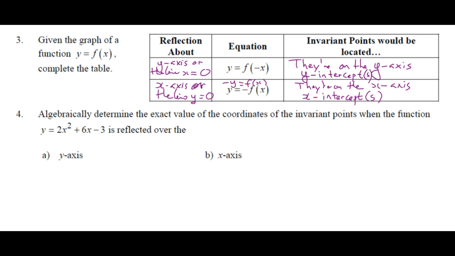So in general, with reflections, the invariant points lie on the line of reflection. Okay. So where are the invariant points? They're on the line of reflection, right? Because where are you going to go? You're on that line. You can't go anywhere, right? Like I'm 5 units to the left of the line. I can go 5 units to the right of the line. I'm 5 units above. I can go 5 units below. If I'm on the line, I'm on the line.